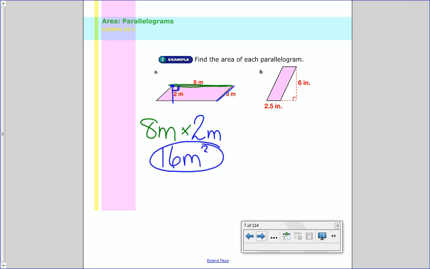All right, now it's your turn. I want you to do B, and when you're all done, come back and check your answer. So go ahead and pause me now.